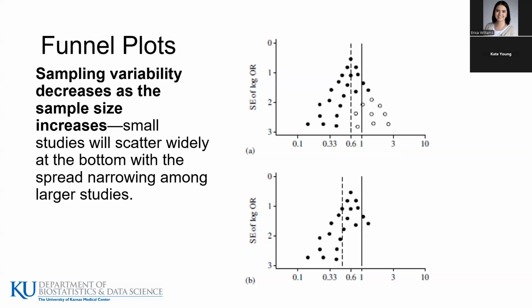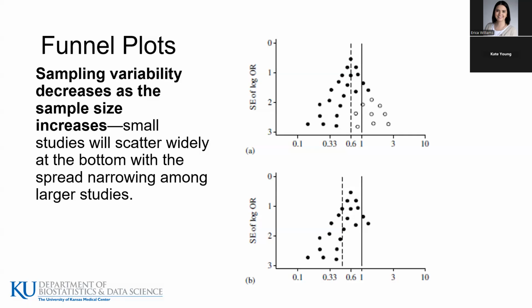So larger studies will have a smaller standard error of the log odds ratio, and you can see that this axis is actually reversed. So the larger studies will be on the top of the plot, while the smaller studies will be on the bottom. This is because the larger studies will have less sampling variability. So as we move up the y-axis, we should see the sampling variability decrease, and the funnel plot should look like a funnel.